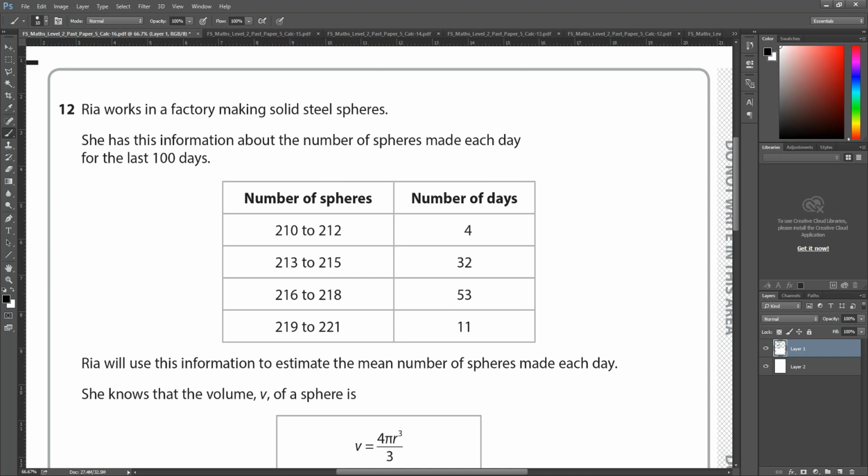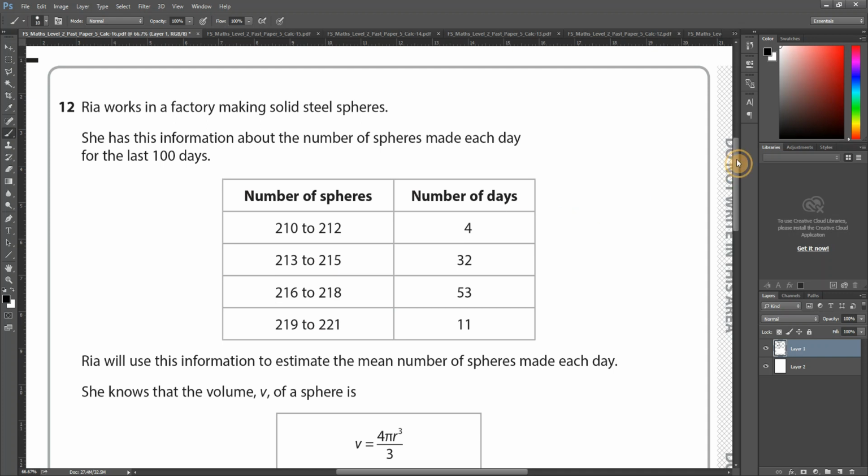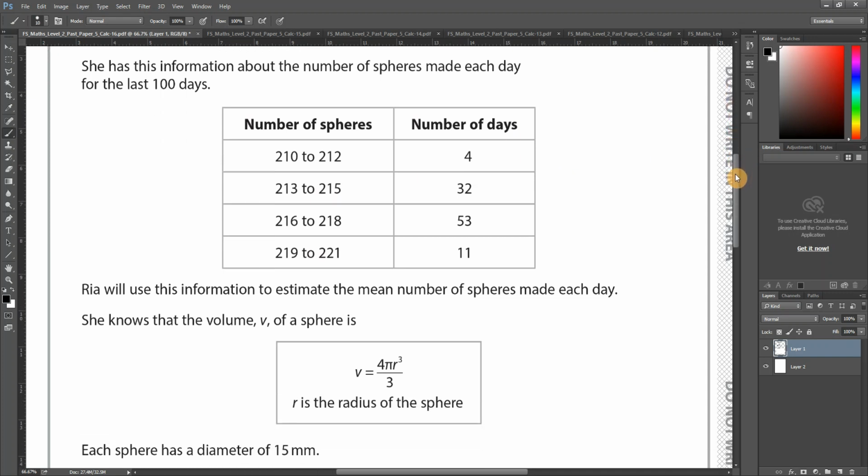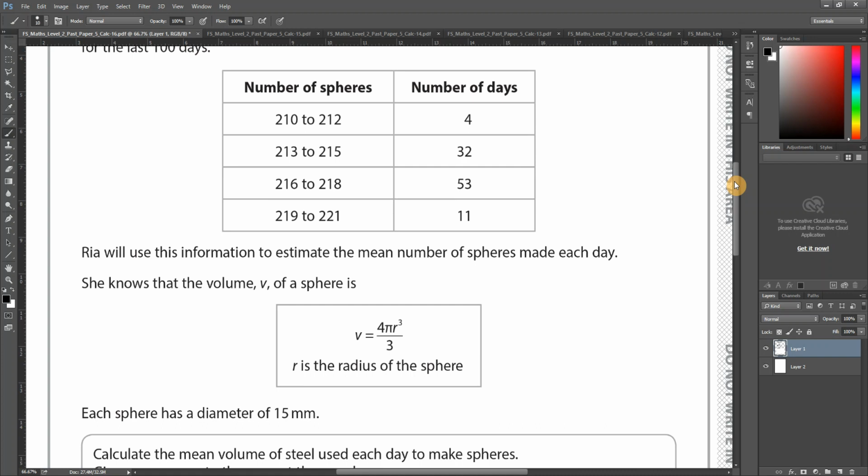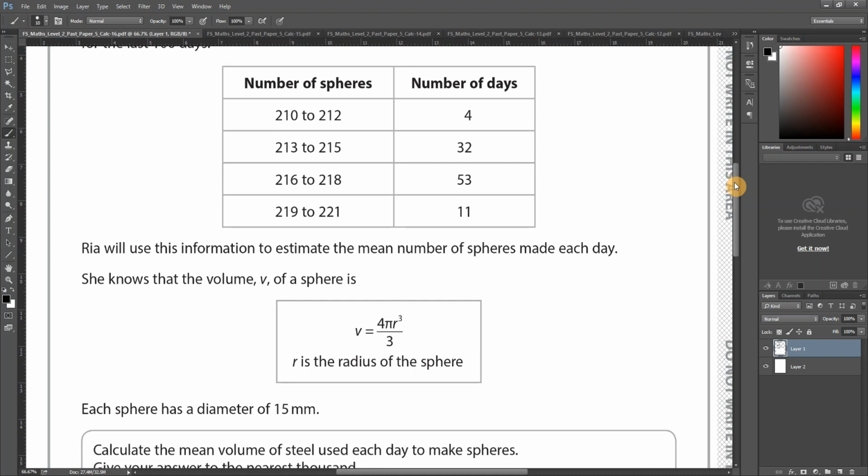Question 12. Ria works in a factory making solid steel spheres. She has this information about the number of spheres made each day for the last 100 days. This looks familiar. This looks like a frequency table, or a group frequency table, sorry. Ria will use this information to estimate the mean number of spheres made each day.